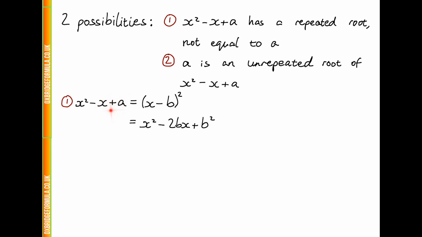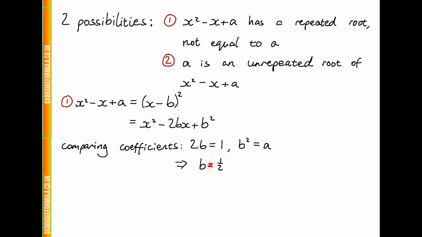And therefore, we can just compare the coefficients and see that tells us that 2b must equal 1 and b squared must equal a. Okay, well, looking at this, 2b equals 1, that tells us that b must equal a half, and a equals b squared, so therefore a is a quarter. So case 1 can only happen if a equals a quarter. Okay, now let's look at case 2.